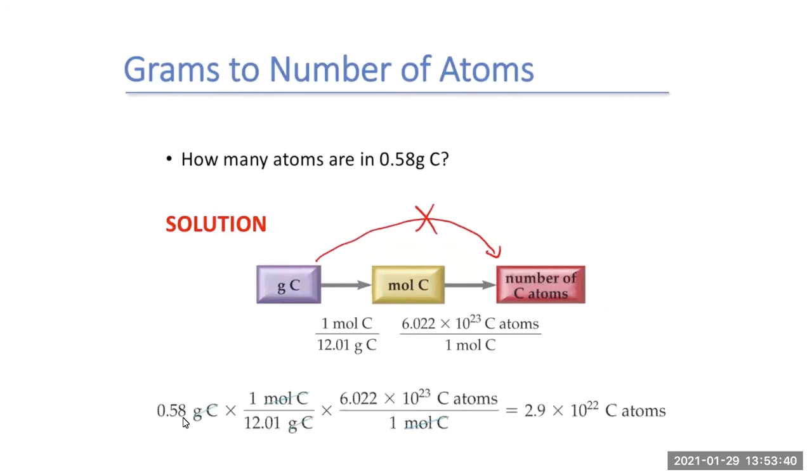Which means when we write it all out, you get 0.58 grams of carbon, divide by the molar mass, then I'd multiply by Avogadro's number to give me 2.9 times 10 to the 22nd carbon atoms. So you can see our grams will cancel out first, and then our moles cancel out, leaving just the atoms. Not too bad, right? We've done multiple step conversions. This is just the same thing.